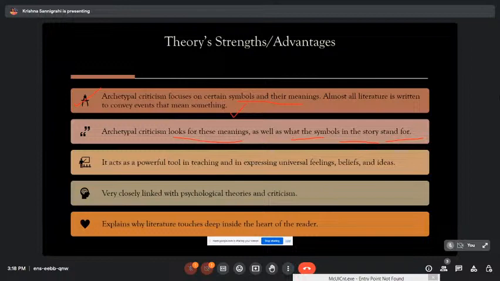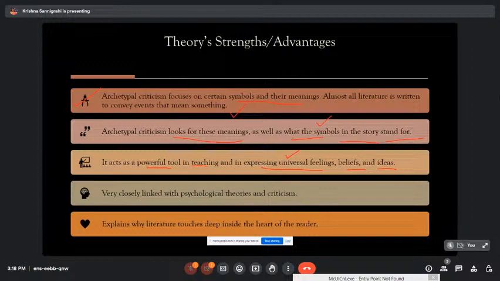Almost all literature is written to convey events that mean something, as well as the idea of something being the symbol in the story, what kind of symbol it is, that is also explained through it. It acts as a powerful tool in teaching and in expressing universal feelings, beliefs, and ideas. So if you remember, when we are talking about archetypal criticism, it is appealing to the universal aspect, which is always there.